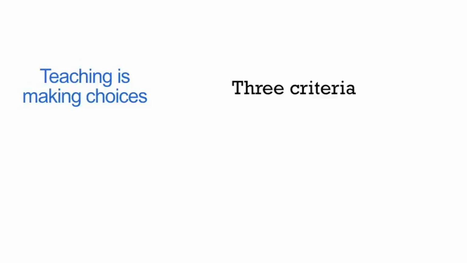Teaching is making choices. This is one of my key teaching principles. Teachers make decisions every day, decisions about what to teach and how to teach, what activities to use and what not to use. It's important to have criteria for the choices that we make. To that end, let's explore 3 criteria or ways to evaluate an activity or kind of technology before deciding what to use.